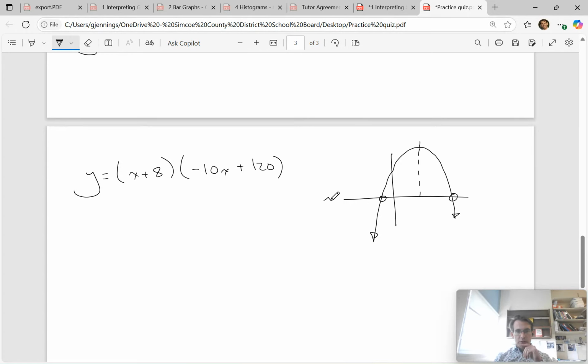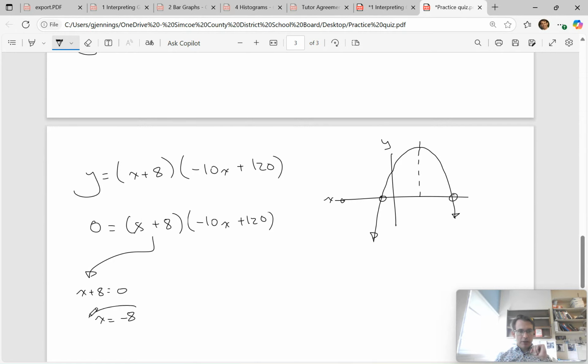So to find the places where y is equal to 0, that's like saying find the x-intercepts. So set this equal to 0: 0 is equal to x plus 8 times negative 10x plus 120. Again, two solutions. Here's one. X plus 8 equals 0, so x equals negative 8. That's the point negative 8, 0. Obviously, they make $0 if they lower their price 8 times and set the ticket price to 0. The other way they can make $0 is to have no one participate.